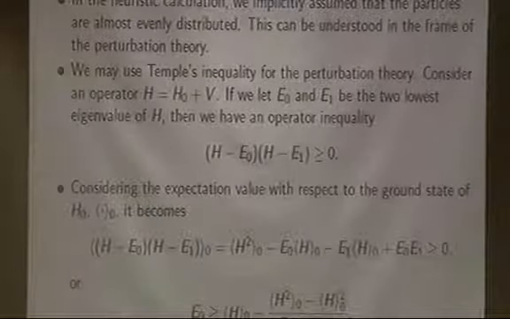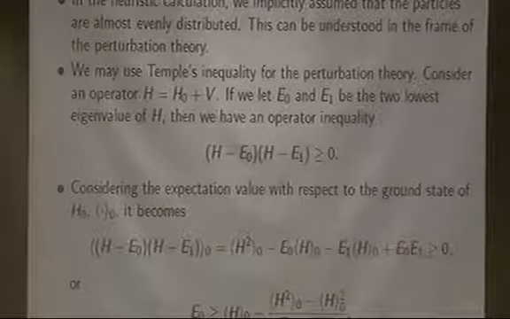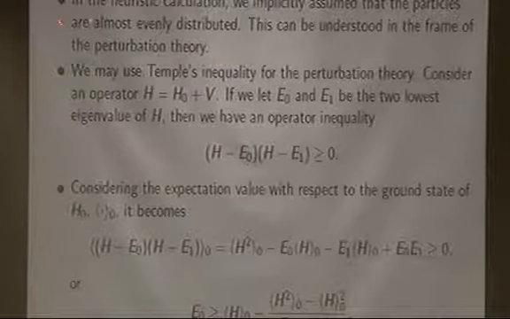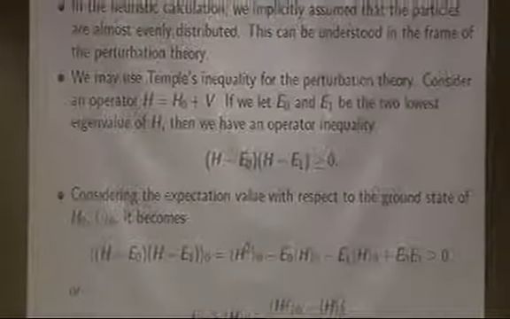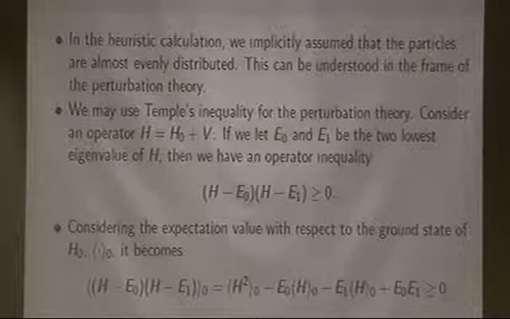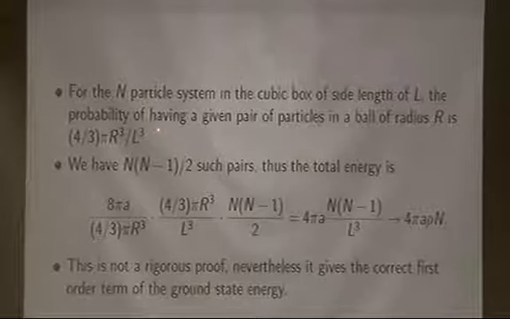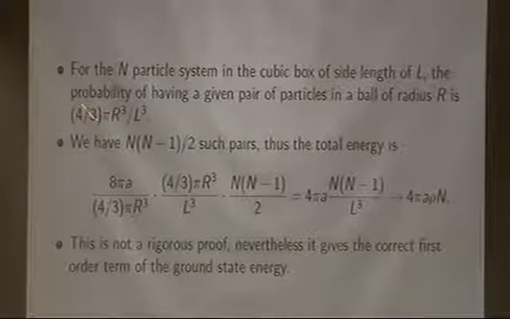So in mathematical physics, we want to justify every step of the heuristic argument in a mathematically correct way. So the perturbation is needed because, you may notice that in the previous heuristic calculation, we implicitly assumed that the particles are almost uniformly, evenly distributed. That's why I could say the probability of having a given pair of particles in a ball of radius r is this over this. If the distribution is somehow very weird, then this probability doesn't make sense.